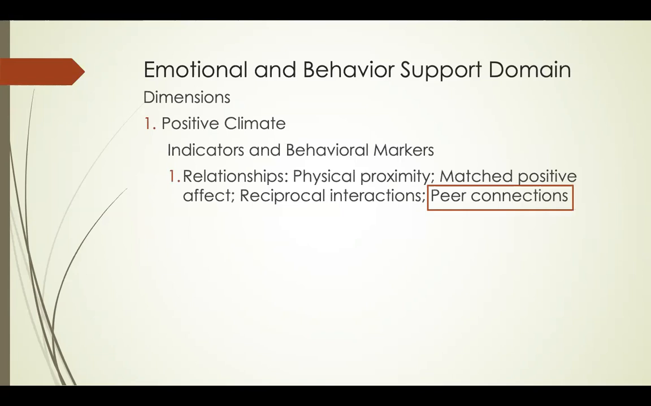Positive climate, the first indicator is relationships. The key one I want to point out here is that this is where the peer relationships are being measured, that the children are enjoying being with each other. There are going to be some issues here and there, but we're really looking at the overall interactions in the classroom as being positive between the peers.